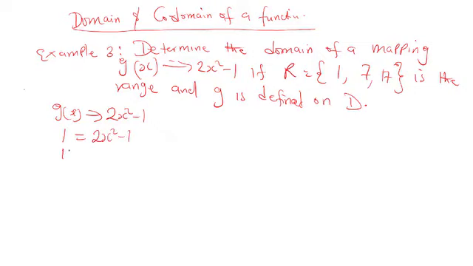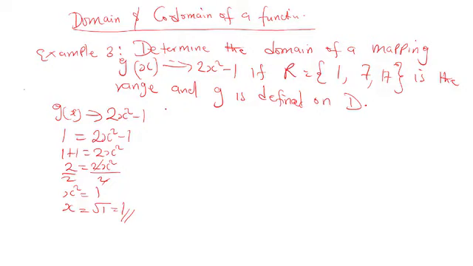Now you collect like terms. Minus 1 comes to this other side, it becomes 1 plus 1 equal to 2x squared. So 1 plus 1 is 2, equal to 2x squared. To get x squared, we divide both sides by 2, so that 2 goes with 2. We now have x squared equal to 1. The value of x is the square root of 1, which is 1. So when the range is 1, the value of x is also 1.